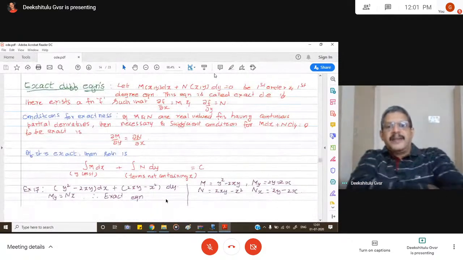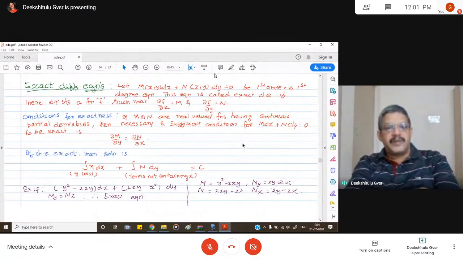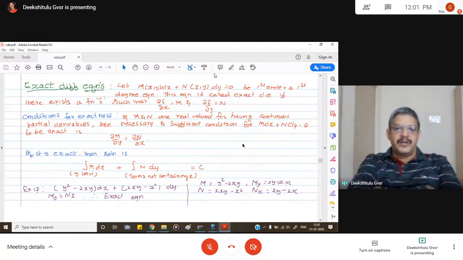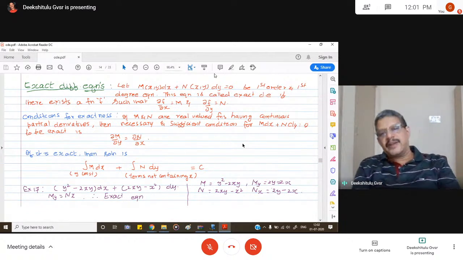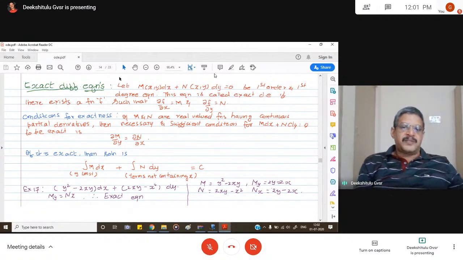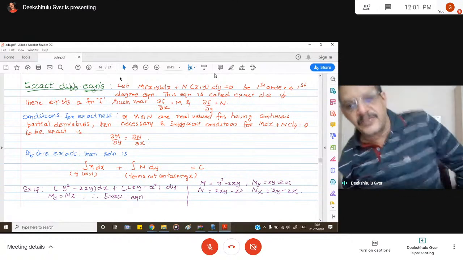Let us write the given differential equation in the form M(x,y) dx + N(x,y) dy = 0. It's clearly a first order, first degree differential equation. Why? Because we don't have any terms like d²y/dx² or (dy/dx)², something like that. It's a simple first order first degree differential equation.